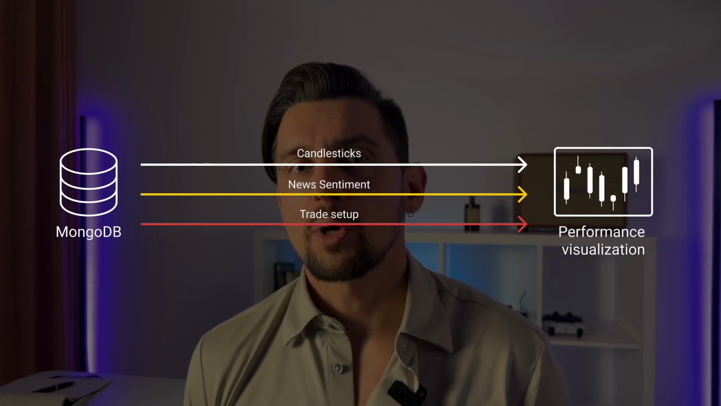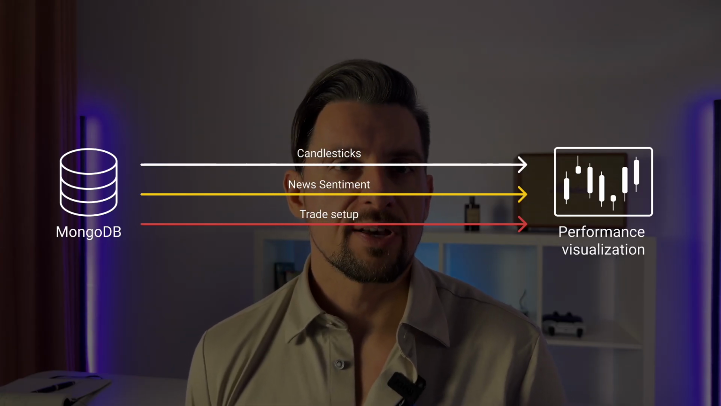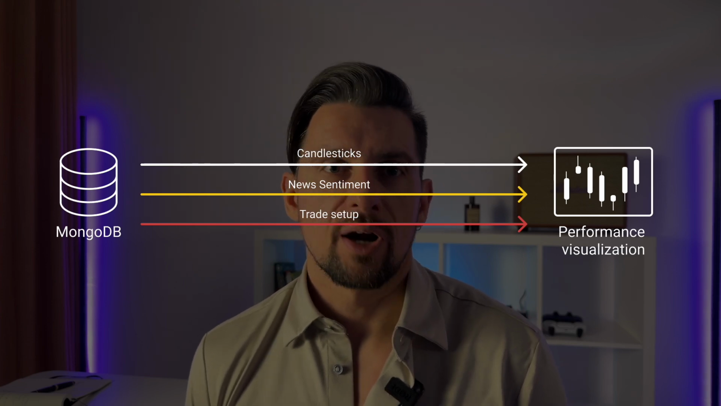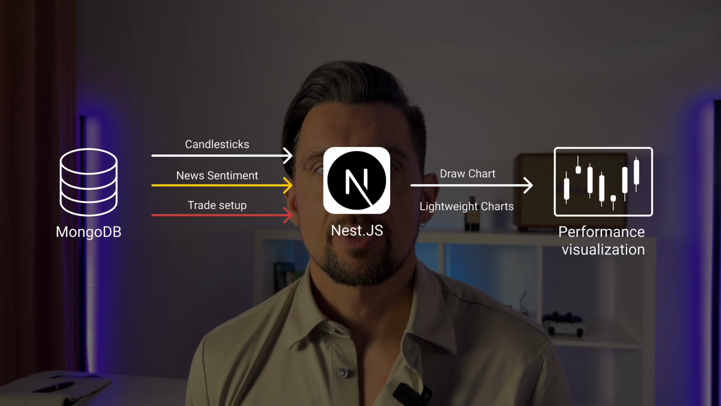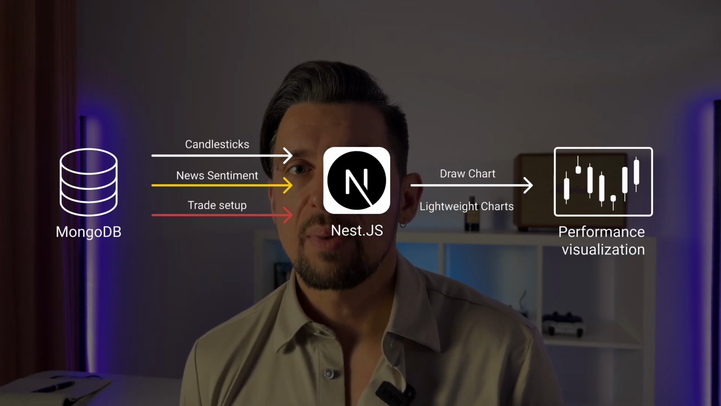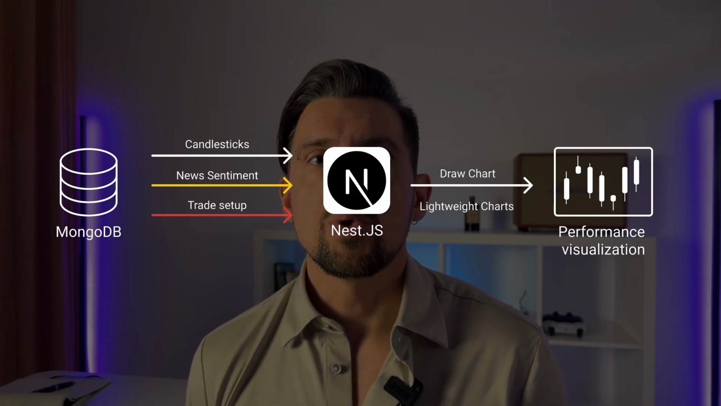Now it's only left to draw the chart. The architecture is simple. I have a MongoDB with candlestick data, news aggregations, and trading setup advices, and I want to have all this data on the chart. I'm going to use a Next.js application to fetch the data from MongoDB and pass it to the React frontend, which renders the lightweight charts.